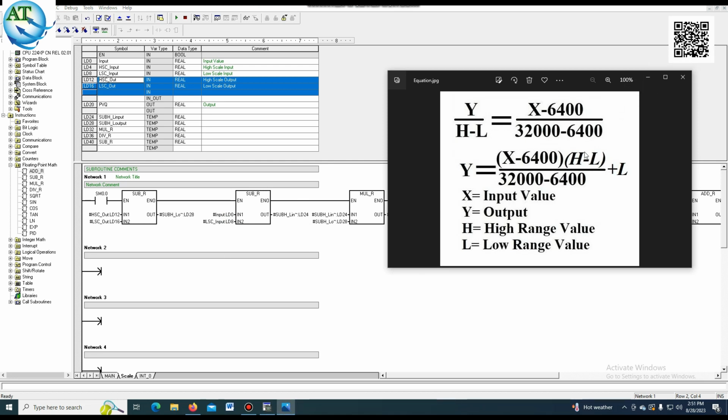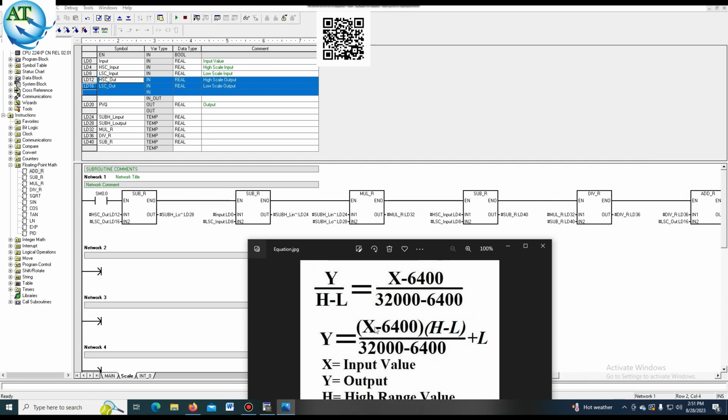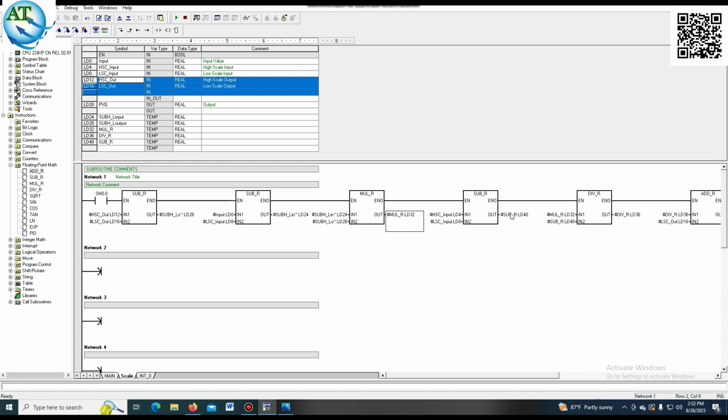In this equation, the first one is H minus L, and this function block is used for H minus L. This block is used for the X input, the low scale input. Then we multiply this output and this output. In another function block, sub-real is used for this one. Then this multiplying factor output and the sub-real output are divided, and we get this output.